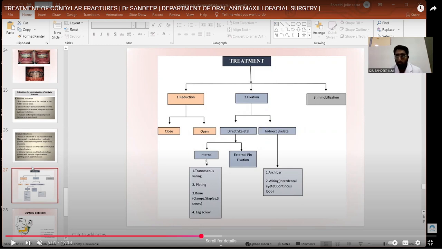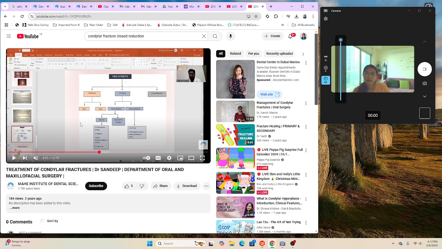Direct skeletal fixation can be internal, with wiring, plating, bone, which I just showed, or it can be external pin fixation. Indirect skeletal can be through an arch bar or wiring, like braces, but very deeply wired so you just cannot move anything, and you have to consume food with a straw, and then immobilization.